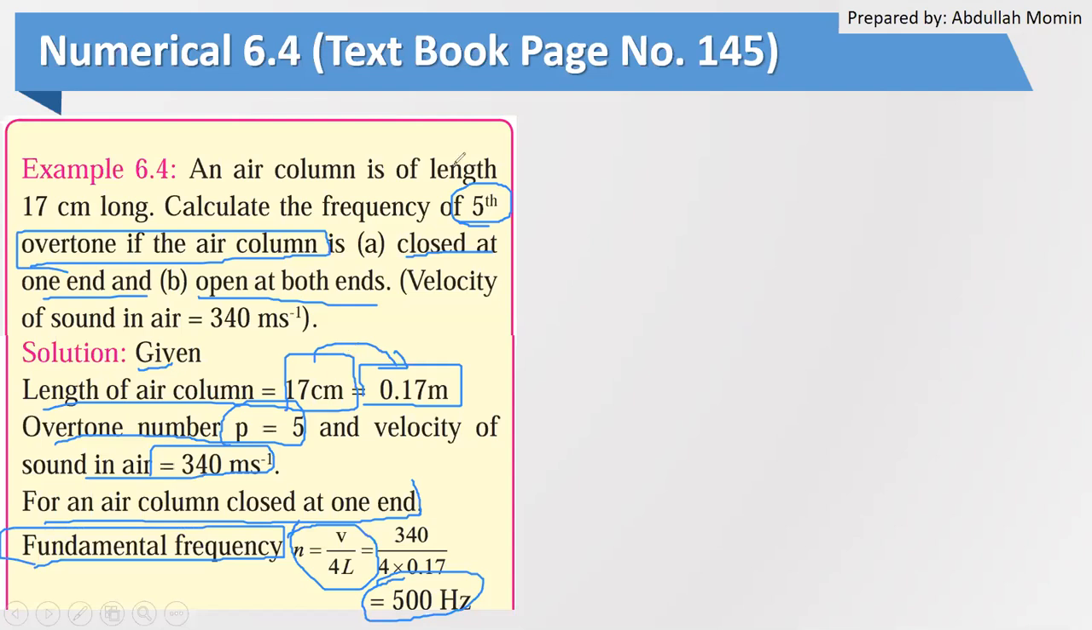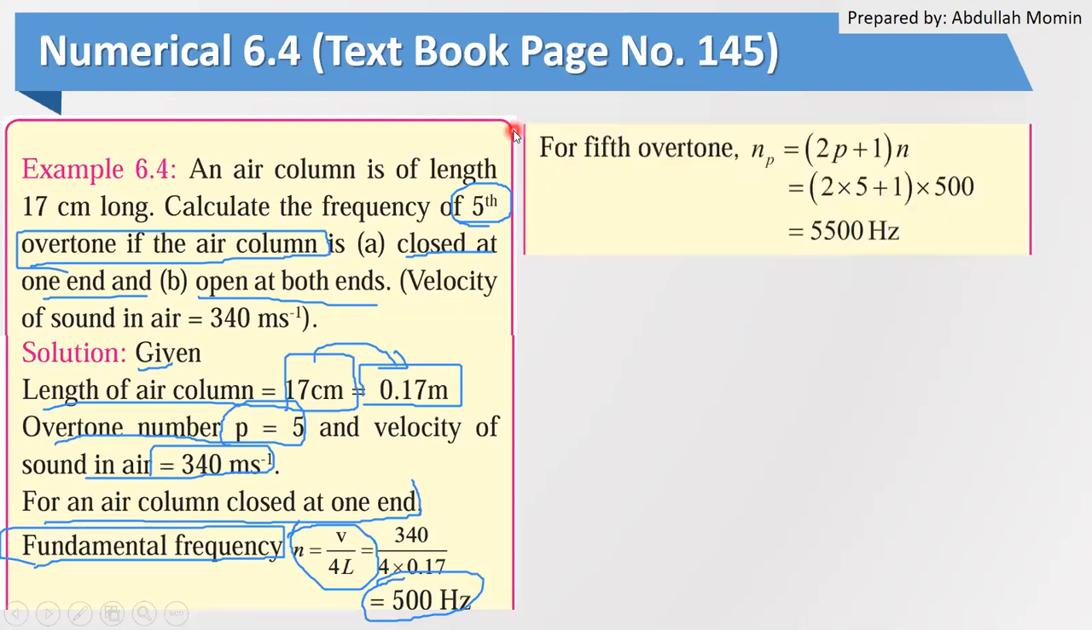In order to calculate the frequency of fifth overtone, for the pth overtone, n_p is equal to (2p plus 1) n. That is when the pipe is closed at one end. Instead of p we are going to put 5, and n is the fundamental frequency, so we will write 500, and after calculating it we will get 5500. So this is the frequency of fifth overtone for a pipe closed at one end.